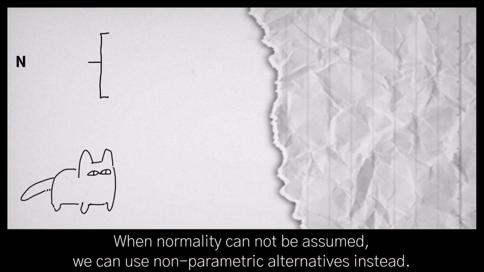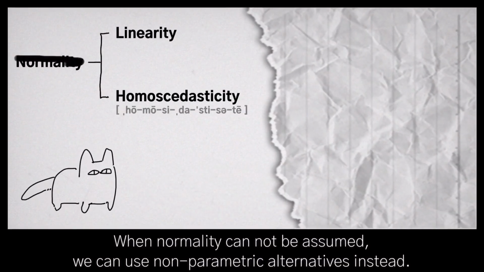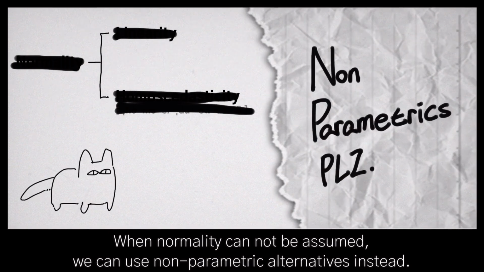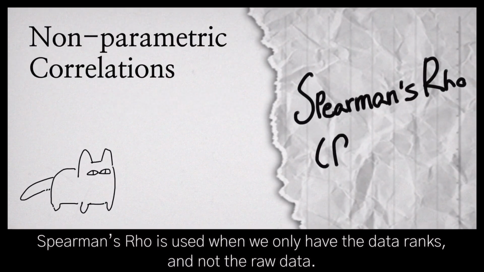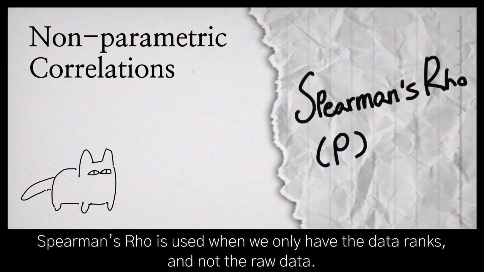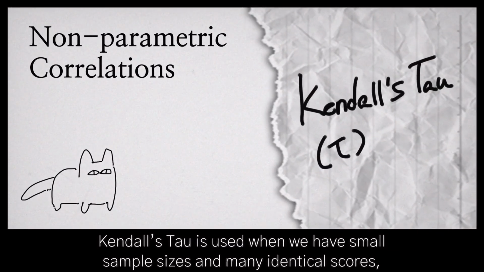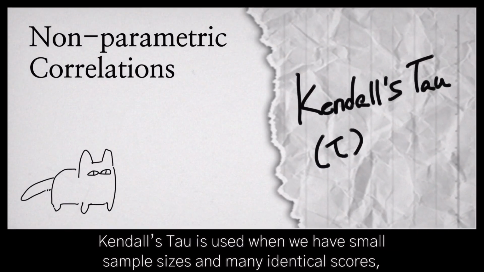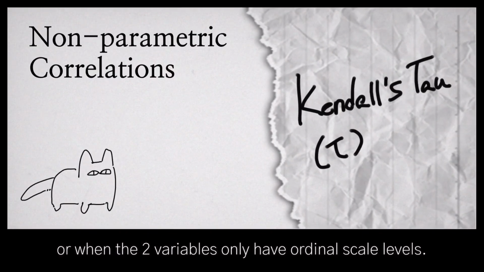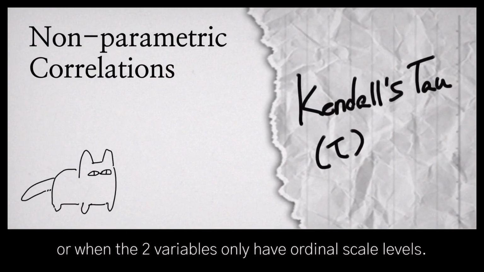When normality cannot be assumed, we can use non-parametric alternatives instead. Spearman's rho is used when we only have the data ranks and not the raw data. Kendall's tau is used when we have a small sample size and many identical scores, or when the two variables only have ordinal scale levels.